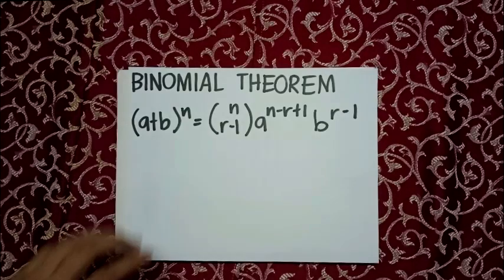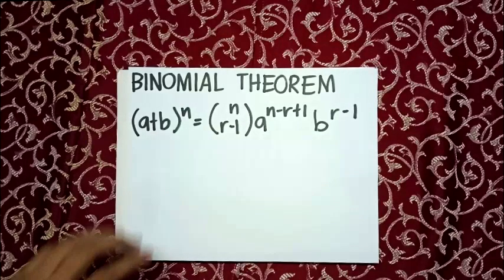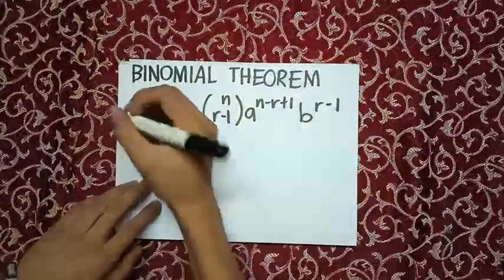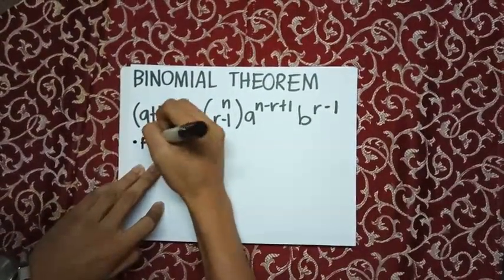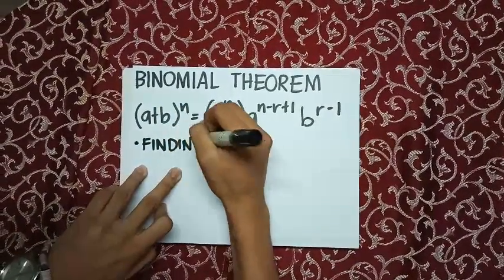There are also other problems like finding the r-th term and determining the coefficient. With that, we will be using the quantity a plus b raised to n is equal to the quantity n choose r minus 1 times a raised to n minus r plus 1 times b raised to r minus 1. So, let's have an example in finding the r-th term.